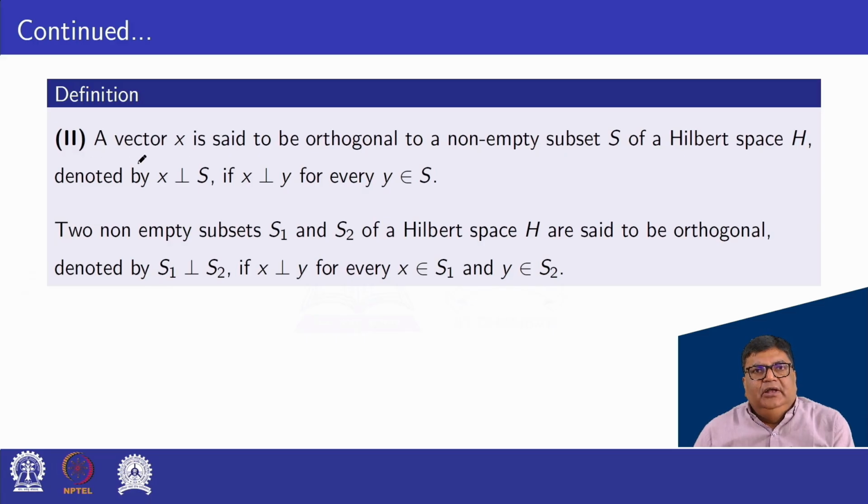Next definition. A vector x is said to be orthogonal to a non-empty subset S of a Hilbert space H, denoted by x perpendicular S, if x perpendicular y for every y belonging to S. Two non-empty subsets S1 and S2 of a Hilbert space H are said to be orthogonal, denoted by S1 perpendicular S2, if x perpendicular y for every x belonging to S1 and y belonging to S2.